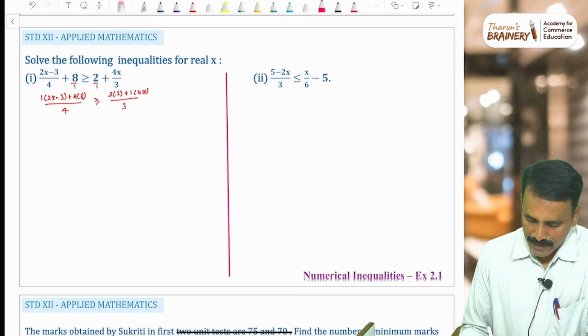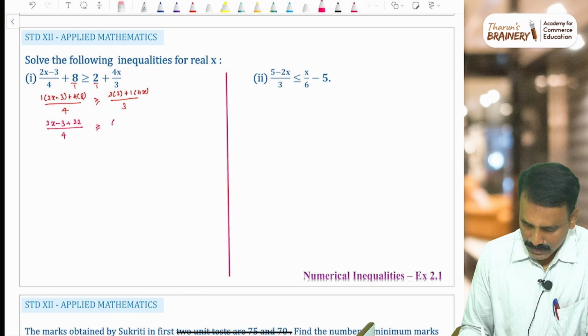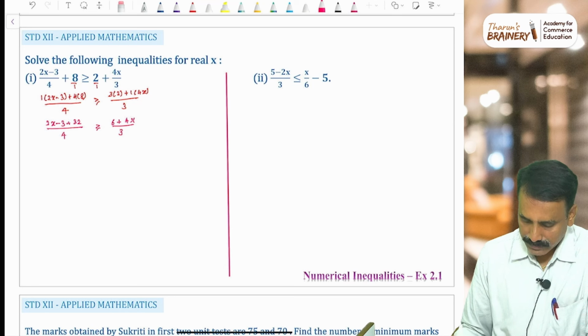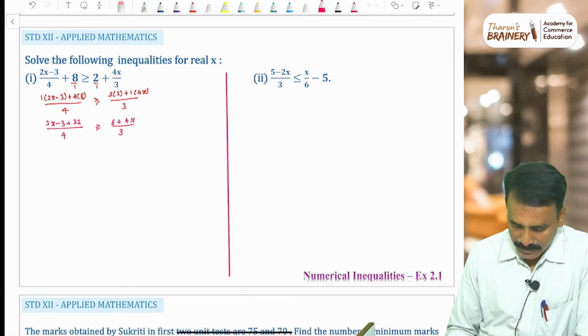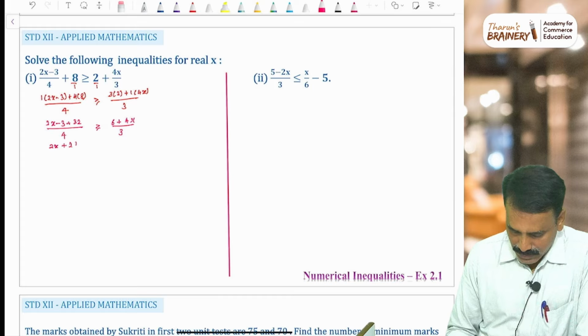So we simplify this expression, 2x minus 3 plus 32 by 4 greater than or equal to 6 plus 4x by 3. Okay, now we have two terms here, 2x plus 29 by 4 greater than or equal to 6 plus 4x by 3.